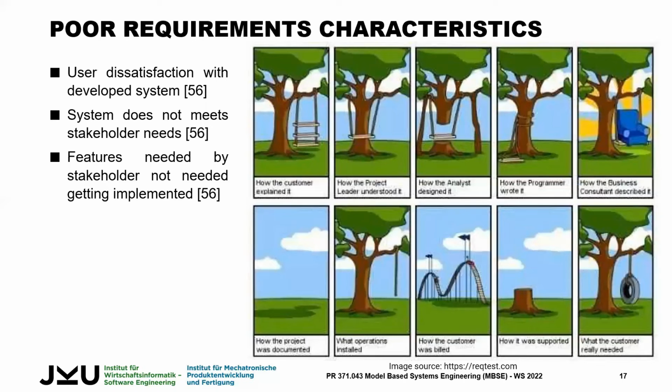Now, poor requirements characteristics. Normally when poor requirements have been written, the customers are dissatisfied. The system does not meet the requirements of the stakeholders. Features not needed by stakeholders get implemented. These are the characteristics, and there are many, but I just put three.